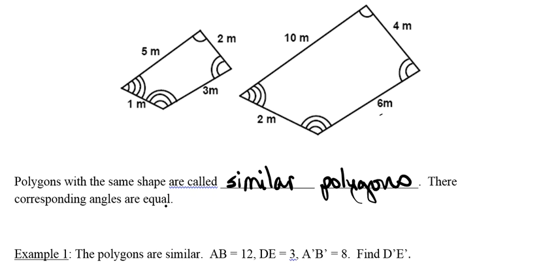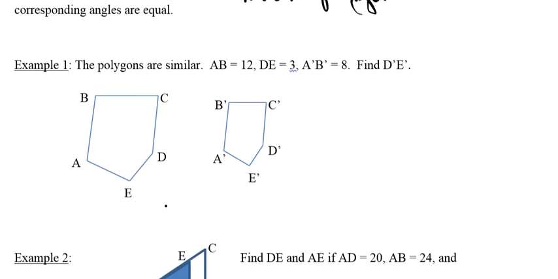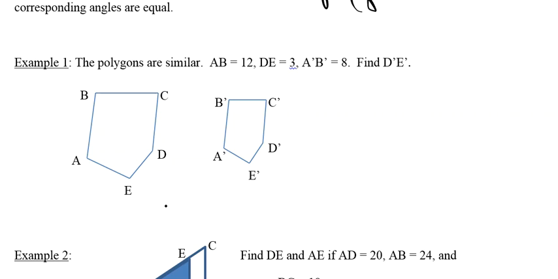And so that's what we have to remember: the angles are exactly the same, but the actual sizes of the sides are bigger. Here we have two pentagons. They're not regular, in other words, they're not the same all the way around. AB is 12, so that's this side. DE is 3. These marks tell us about the second shape. Since they can't use A and B again, instead of using different letters, they use the mark to represent the second shape. So this one is 8, and they want us to find DE.